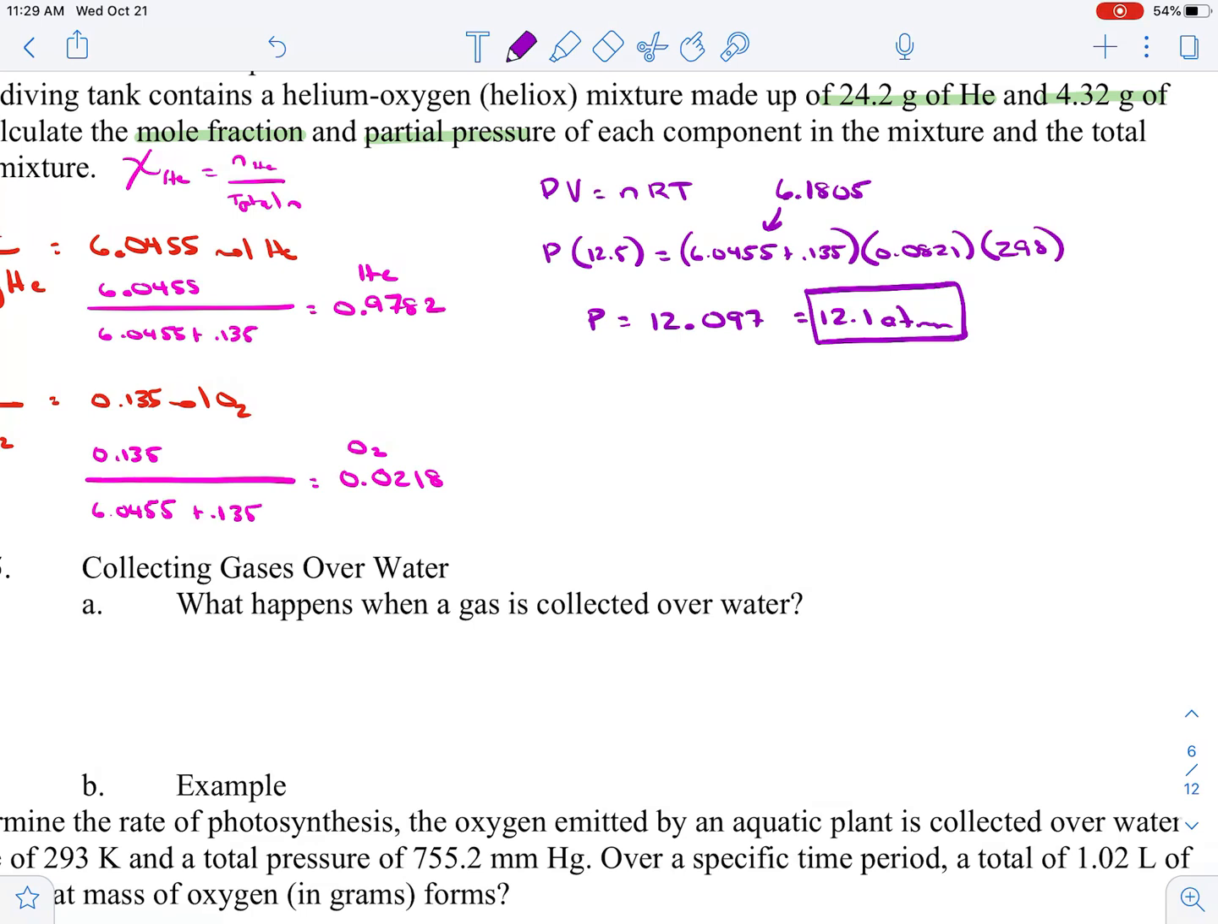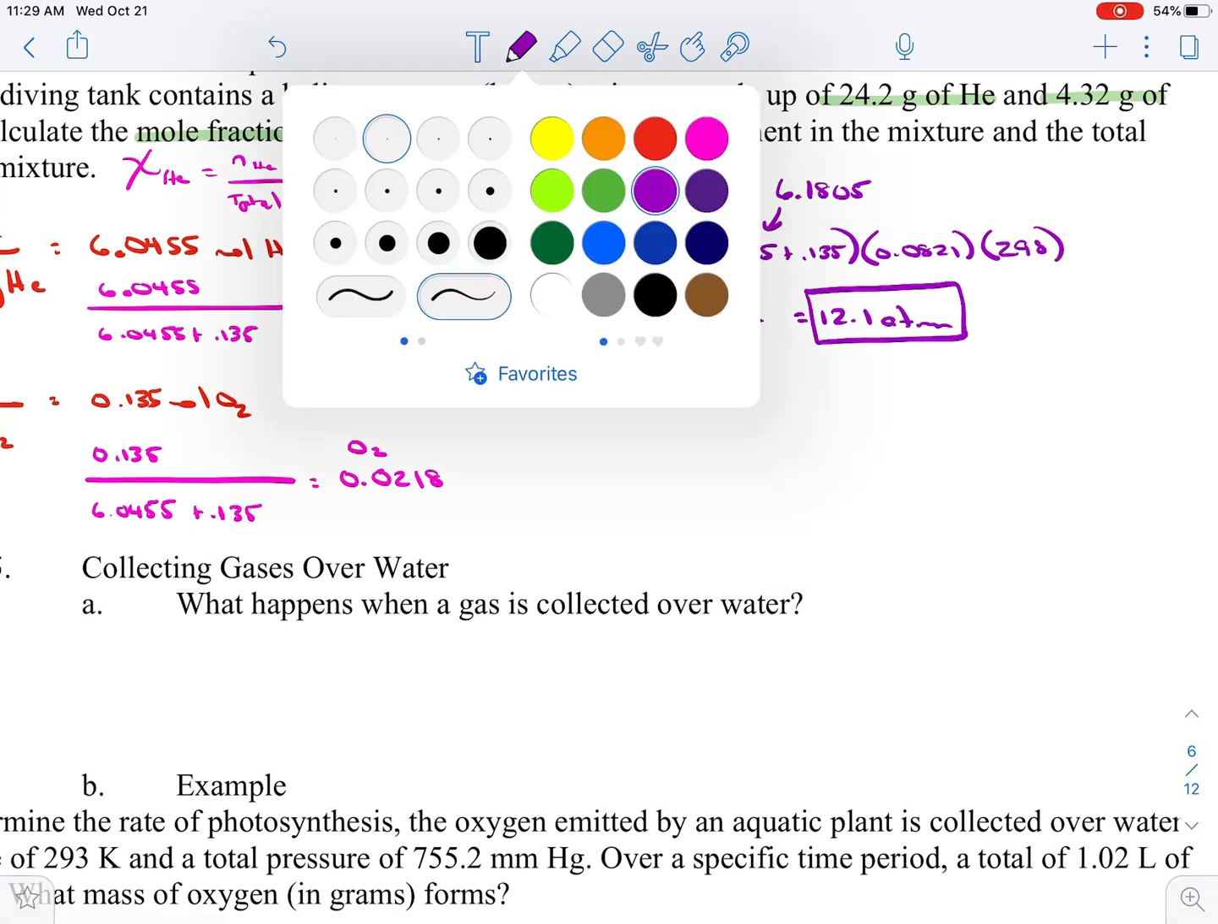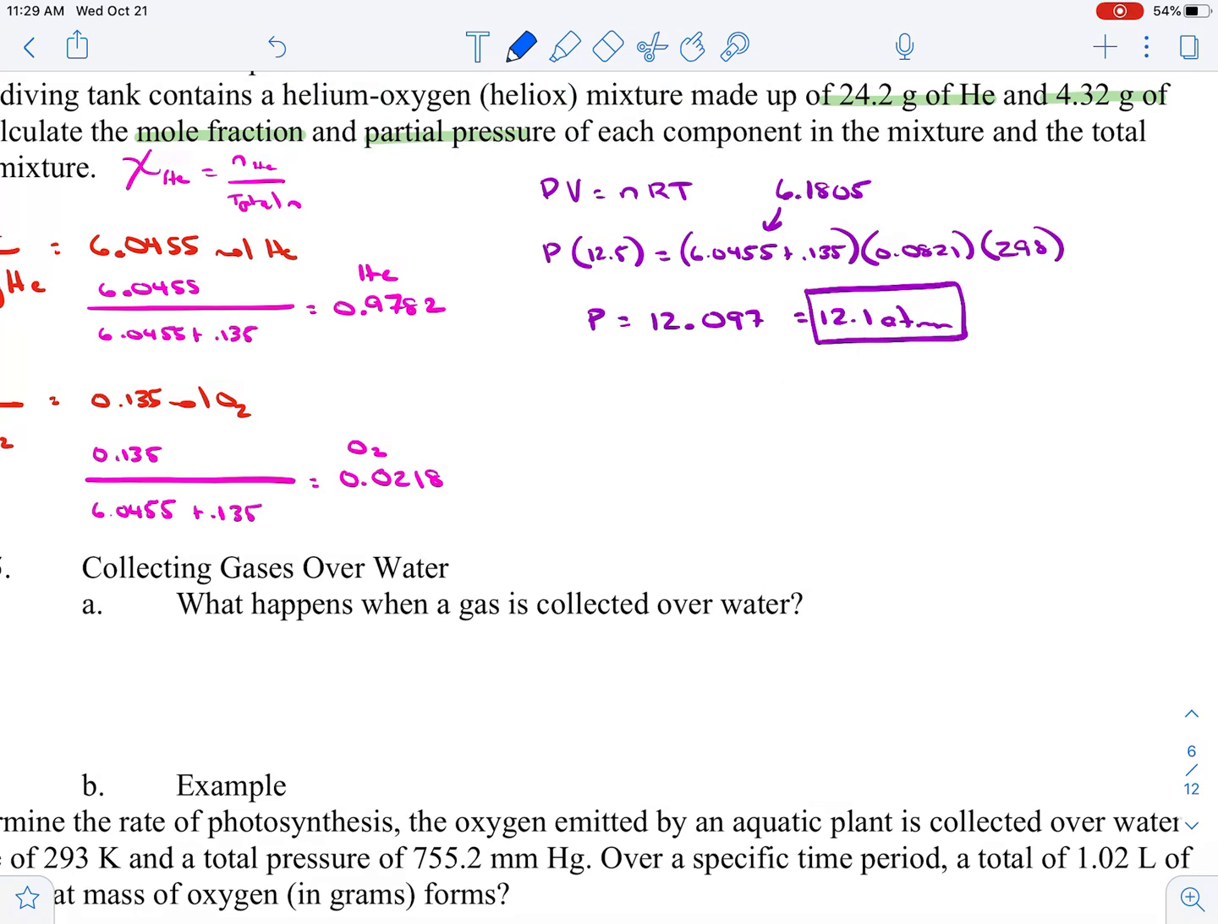Now we can use our partial pressures to figure that out, which is the reason we did the steps here. So we'll go to a new color. We know our total pressure is this 12.097, right? We also know our mole fractions of each are this and this. So for helium, to find the partial pressure, we can take 12.097 and multiply that by our 0.9782. This is going to give us our partial pressure due to helium.